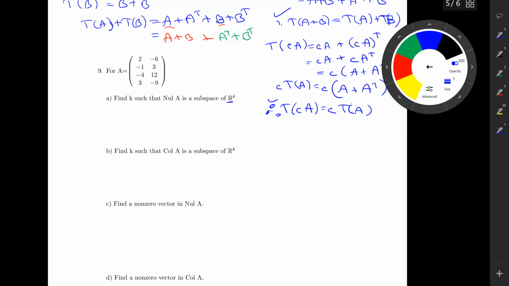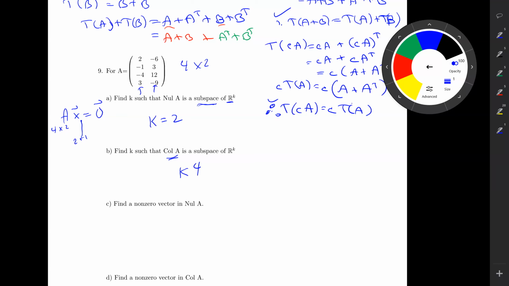So here we're just asked to find out what K needs to be so that null A is a subspace of R^K. This is a 4 by 2 matrix, so remember I'm always multiplying A times X equal to 0. Since this is a 4 by 2 matrix, X needs to be a 2 by 1 matrix, so K is 2. All right, so what about column A? The elements of column A are in R4, so K has got to be 4.